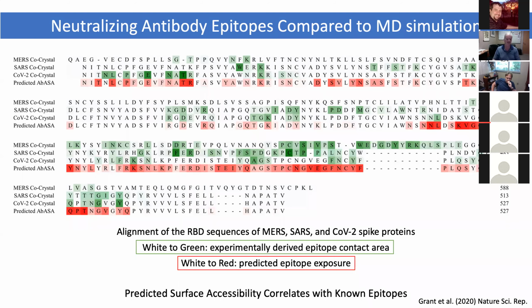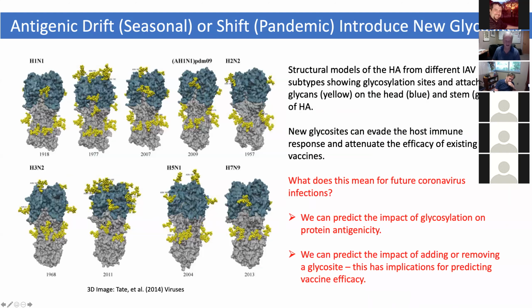So going back to this idea where we know that glycans move around season to season, and this is why we're very likely going to have to continue to take booster shots as new variants come out, especially as they move glycans around. We can predict the impact of glycosylation on antigenicity. That is, we can predict whether or not a current vaccine is likely to be effective against a given variant.